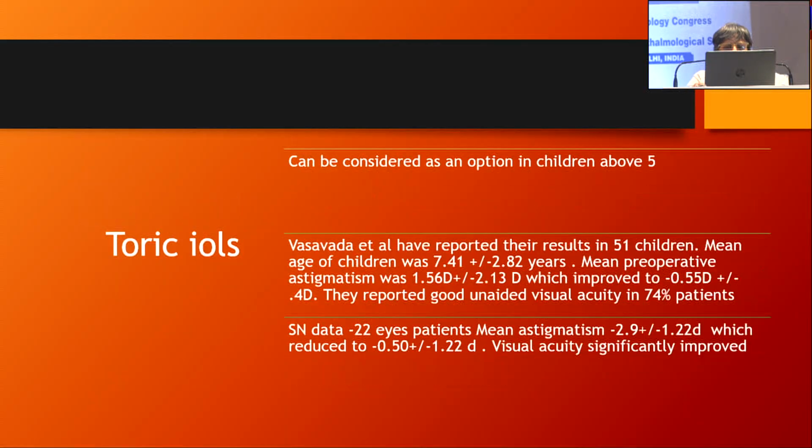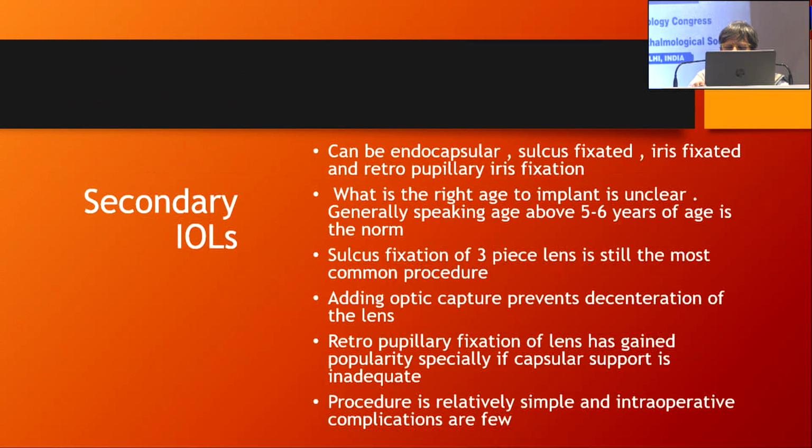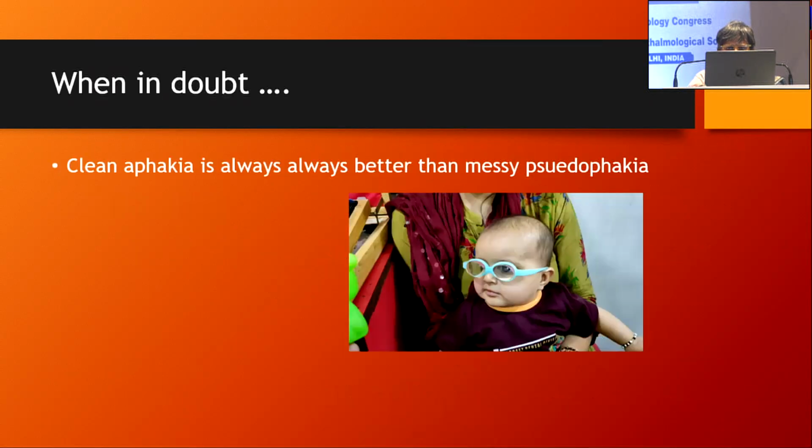Toric lenses can be considered as an option. There are at least 2 or 3 publications from India on toric lenses, and this is my experience with 22 eyes. Of course, the average age of children in our series was around 10, and we were able to significantly decrease their astigmatism as well as improve the visual acuity significantly. So in selected cases, you can consider toric IOLs in slightly older children. However, when in doubt, I always maintain aphakia. A good aphakia is always better than messy pseudophakia.